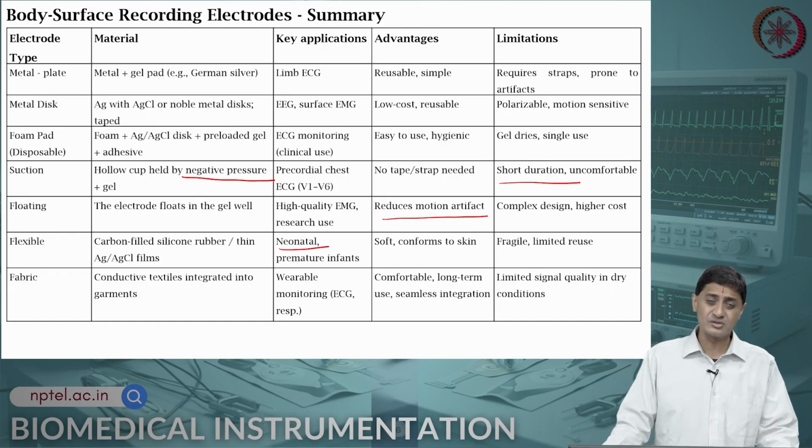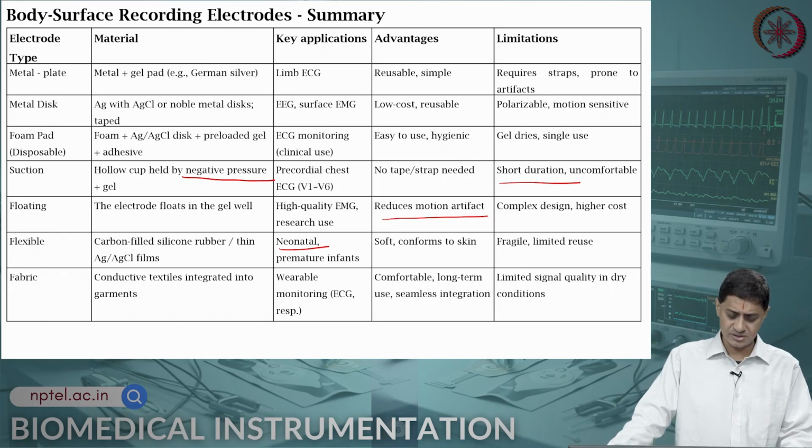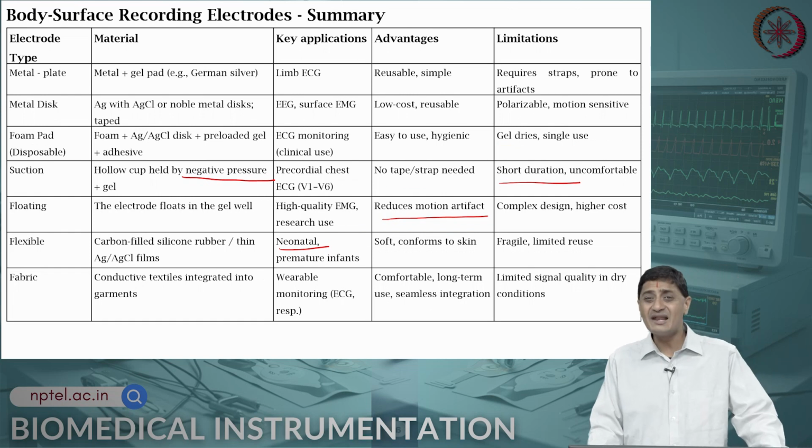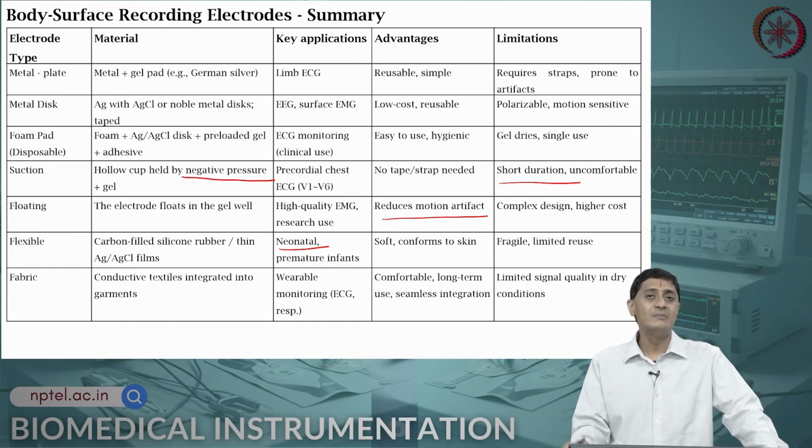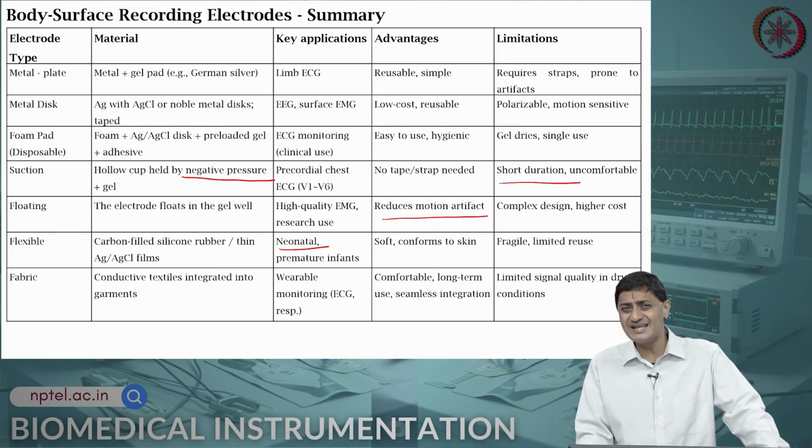Then you have the fabric electrode. This is the future of electrode technology, essentially wearable conductive textiles that are integrated into garments that people are already wearing. This is used for monitoring first responders, patients, military personnel, and babies. This is comfortable because people are anyway going to wear some clothes, and it can be used for a long time, with seamless integration. But because this is dry, signal quality will be compromised.